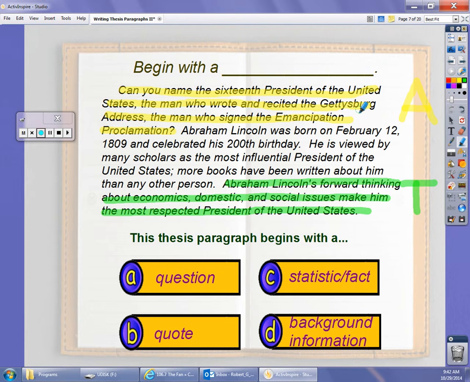But how do we gain the attention? I hope you see that this is a question. Now, I'm encouraging you to not use questions because I feel like you have experienced this, and I want you to try new avenues to begin your thesis paragraph.